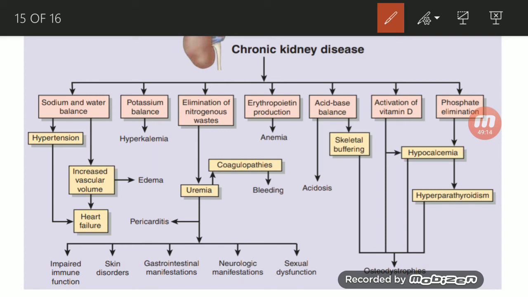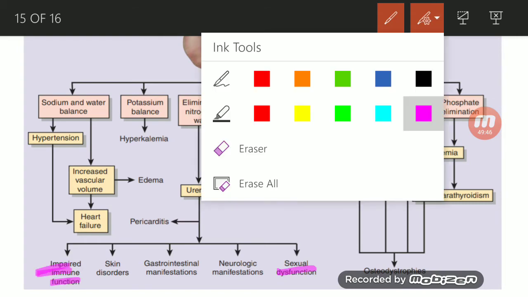Along with that, accumulation of urea will cause pericarditis. In case of skin disorders, what happens is this increased urea level gets deposited in your skin, due to which you get skin disorders. Along with that, you get sexual dysfunction as well as impaired immune functioning.